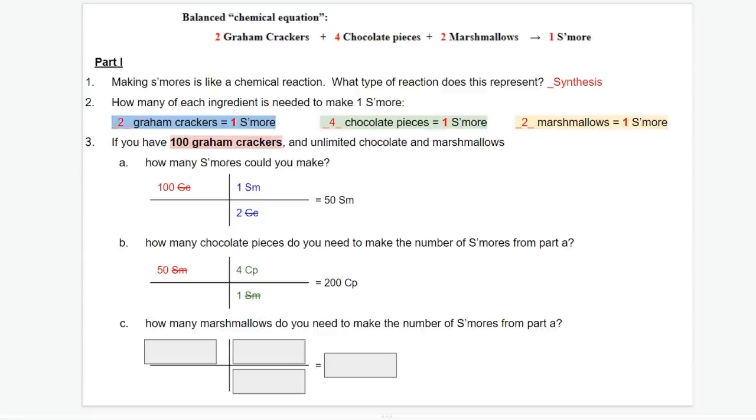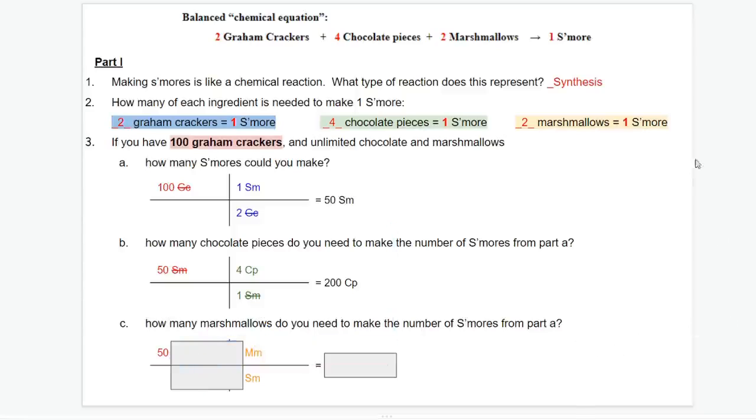Part C says, how many marshmallows do you need to make the number of s'mores from part A? Well, once again, I'm going to start with my 50 s'mores from part A as my given. Remember, it doesn't matter what your starting unit is. No matter what it is, I always, always, always will make it my first unit on the bottom. I want to get rid of it. It's trash. I throw it to the floor because apparently we're a bunch of litter bugs. Then I look for my equivalency. I have s'mores and marshmallows. So marshmallows will go on top.